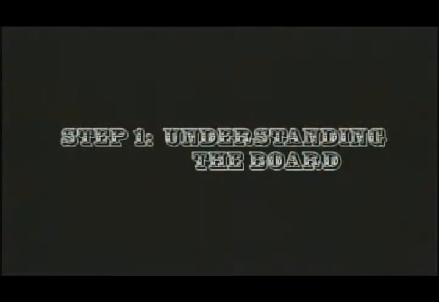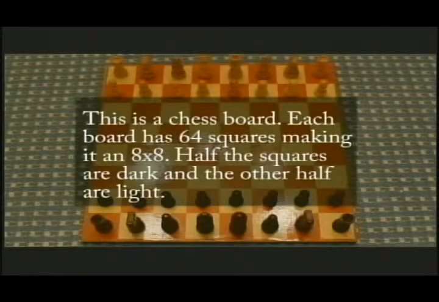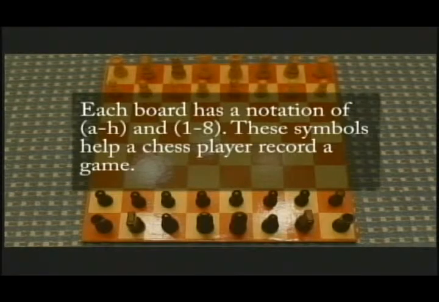Step 1 of learning chess is understanding the board. This is a chessboard. Each board has 64 squares, making it an 8x8 board. Half the squares are dark while the other half are light.